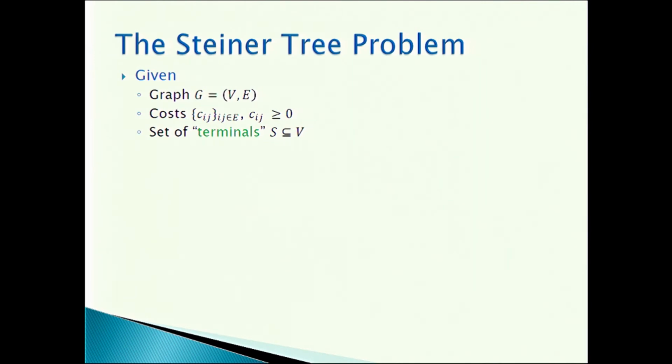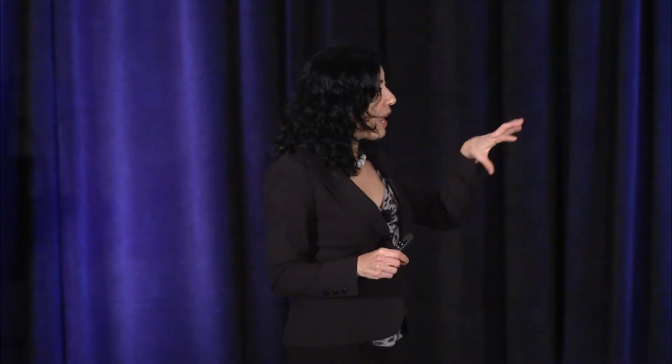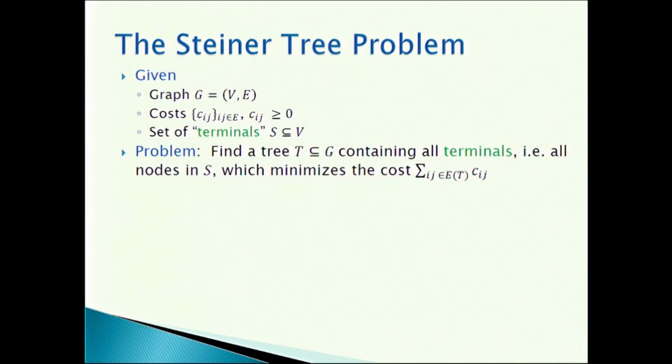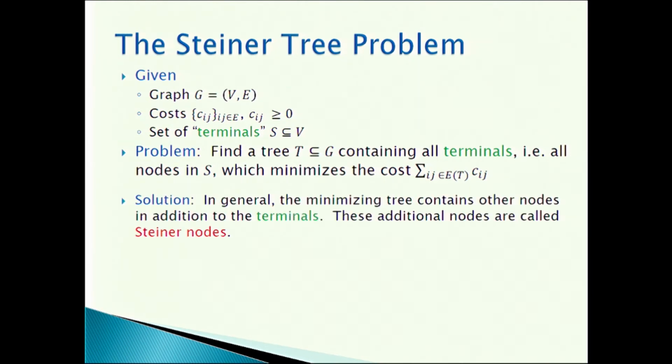And what I'm going to ask you to do is to have a tree which connects all of the preferred nodes. I don't care what you do with the other nodes, you can include them or not, such that you minimize the sum of the Cij's along the tree, okay? So the solution must, by definition, contain all the preferred nodes.